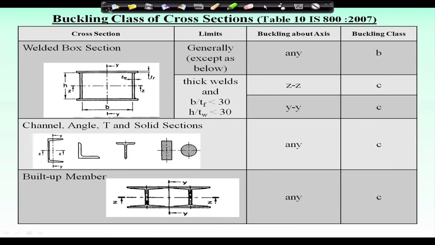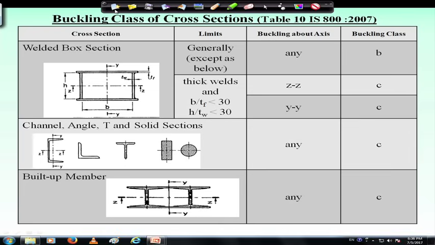Now, coming to weld box section, here also buckling class has been defined. Similarly, I am not going into details, we can find out in the code in table 10. Only thing I want to mention that when we are using channel section, angle section, T section or some solid section, meaning rectangular section or circular section, then the buckling class will be C about any direction.